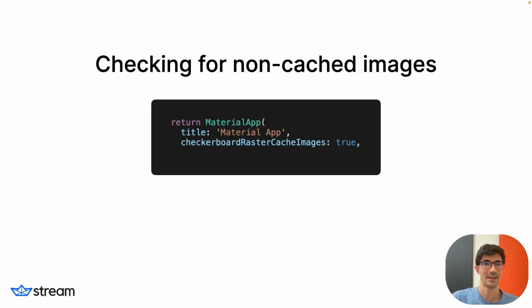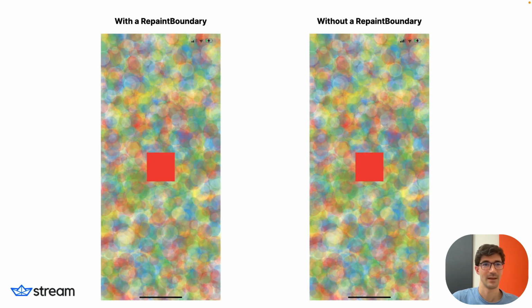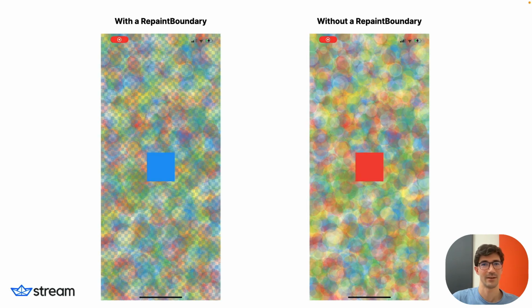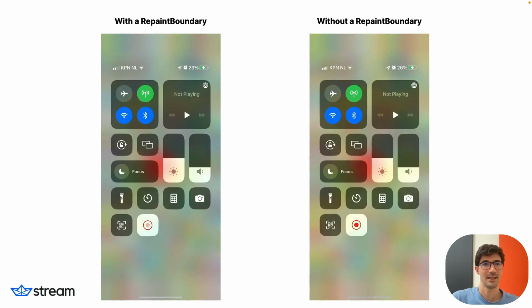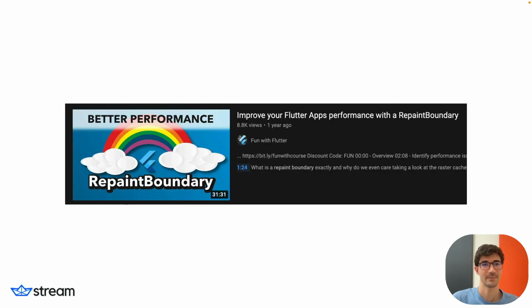You can also see which images are being cached by enabling the checkerboard raster cache images flag. Run the app and look for images rendered with a randomly colored checkerboard, indicating that the image is being cached. The checkerboard images should remain constant. You don't want to see any flickering, which would indicate that the image is being recached. I made a video about this if you want to explore the topic deeper.